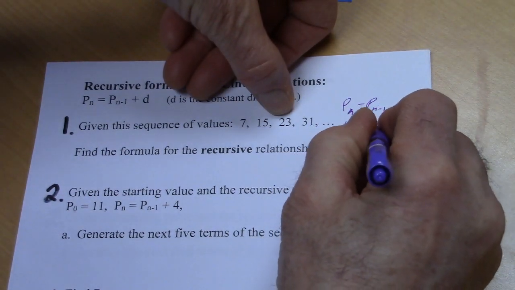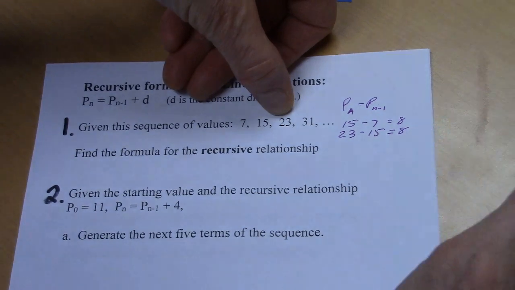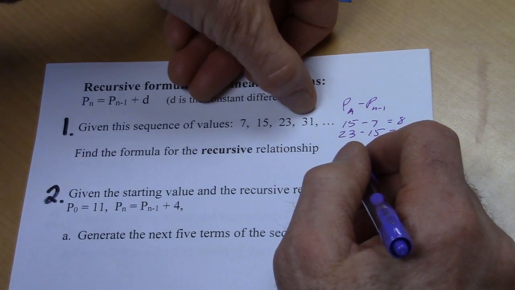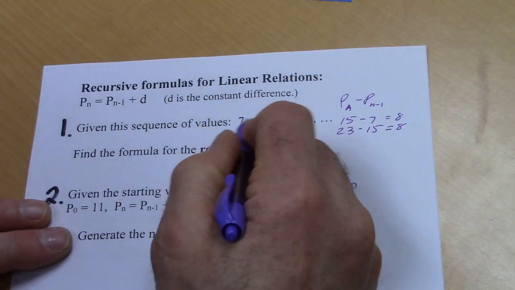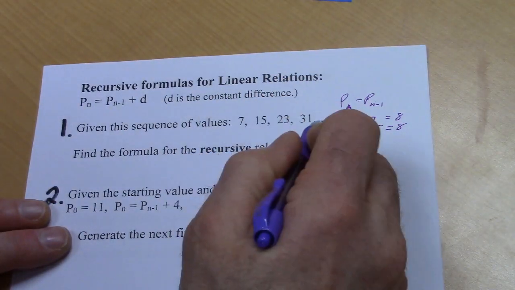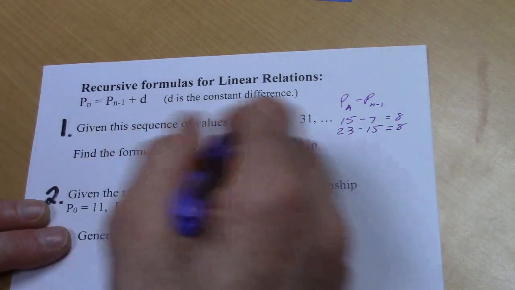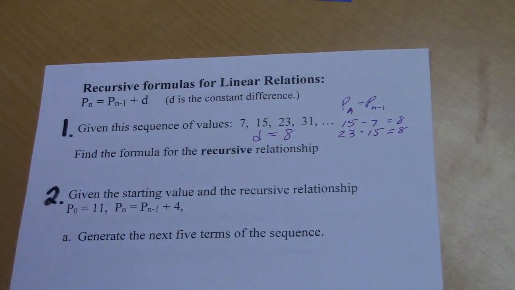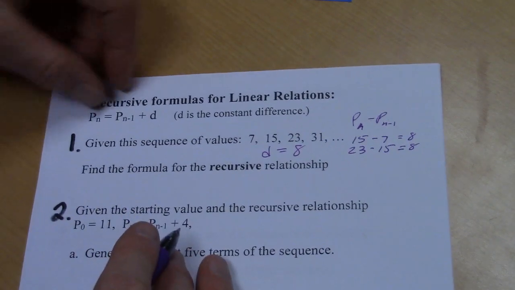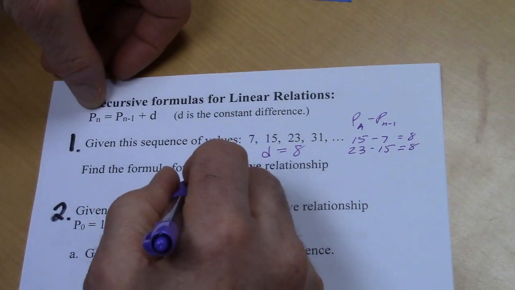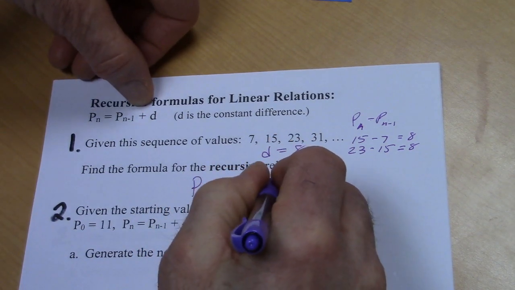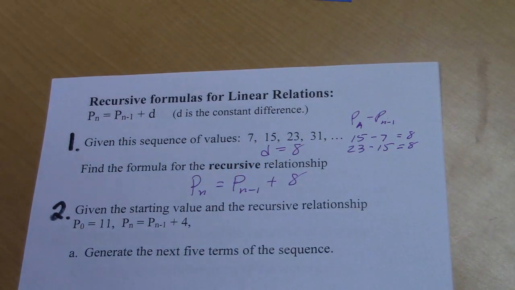23 minus the term before that, 15, is 8, and 31 minus 23 is 8, or you can just say it went up by 8, it goes up by 8 constantly. That's a constant difference. So here clearly you can see d is equal to 8. So the recursive formula for linear relationships is just p sub n is equal to the previous term, p sub n minus 1, plus 8. And that is all there is to that sequence.